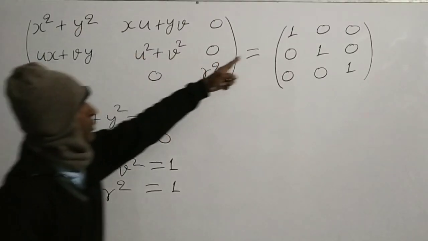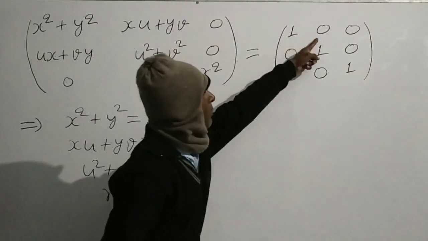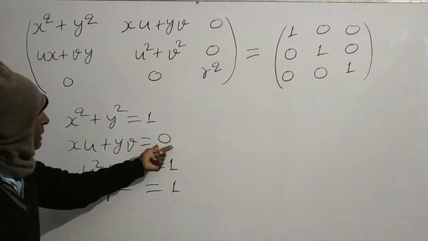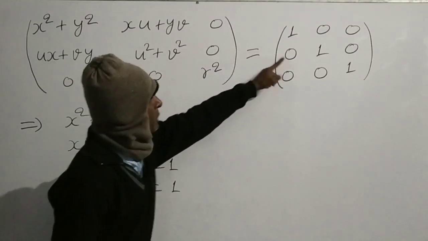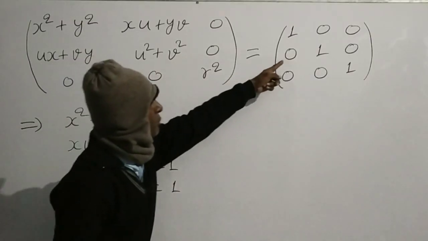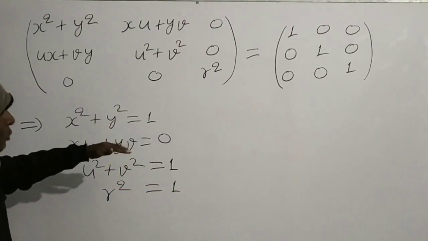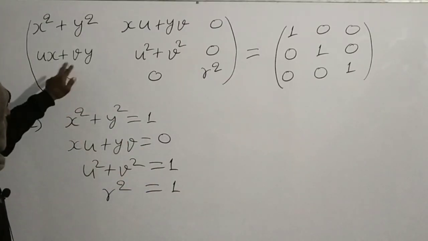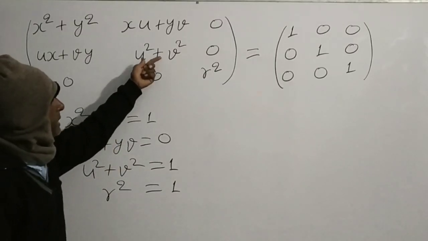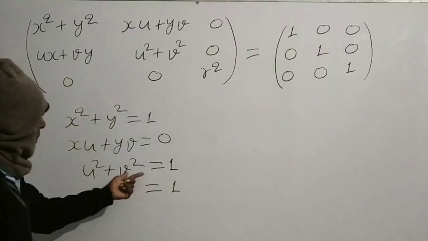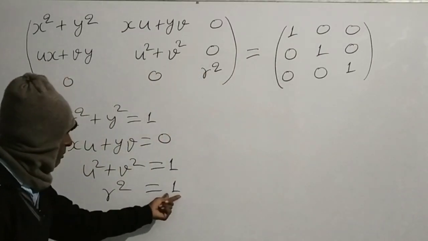Therefore, this will be equal to 1. This will be equal to 0. This is equal to 0. This will be equal to 0, but this is equal to 0 and this is equal to 0 are the same. Therefore, no need to write again. We already have written this result. This will be equal to this 1. This will be equal to this 1.